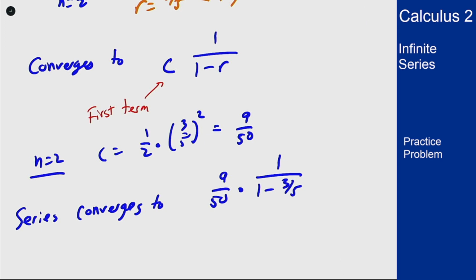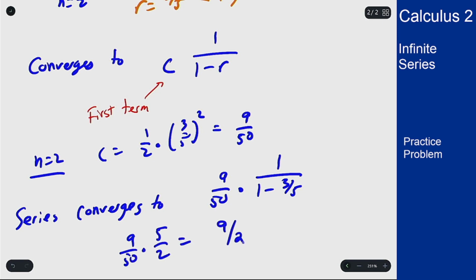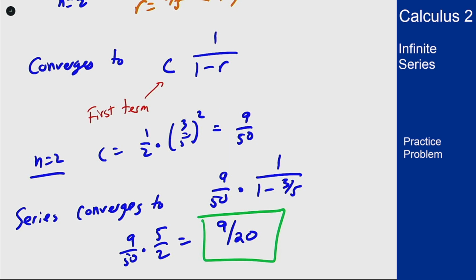That's a 2/5 on the bottom, or a 5/2 overall, so 9 over 50 times 5 over 2 is 9 over 20. And that's how you analyze and evaluate these two infinite series, one that's telescoping, one that is geometric.